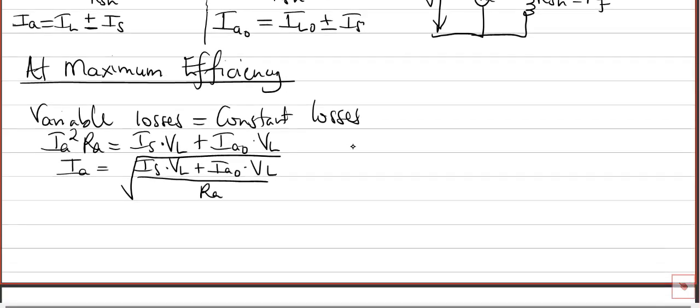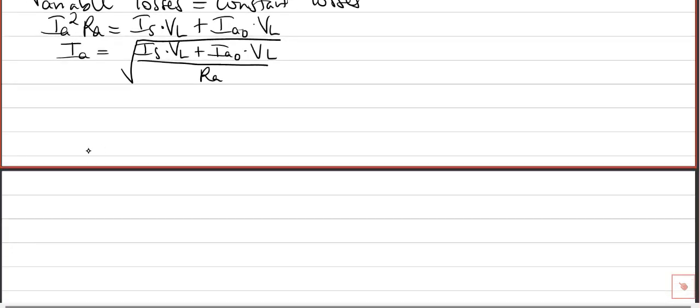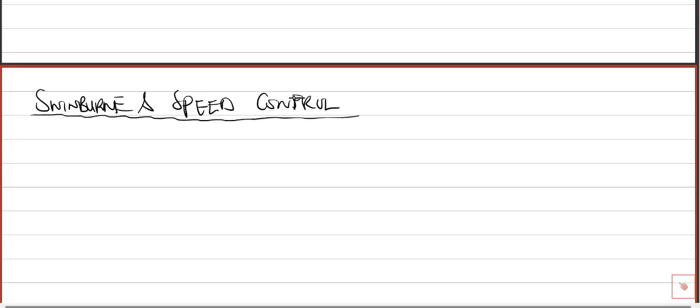So let's go into Swinburne and speed control equations. For Swinburne and speed control, the formulas which you would need to know are the major formulas for speed control, being EMF being proportional to speed and flux, and torque being proportional to armature current and flux.